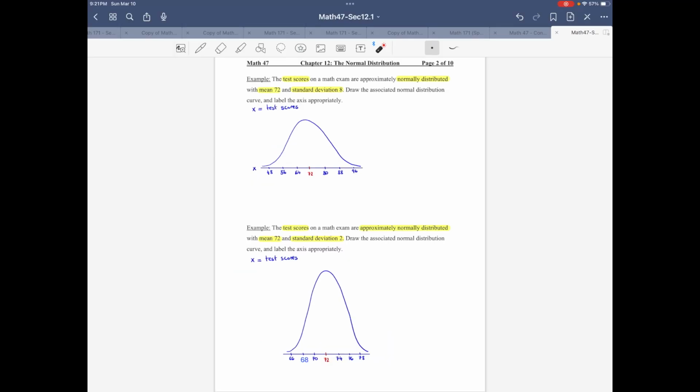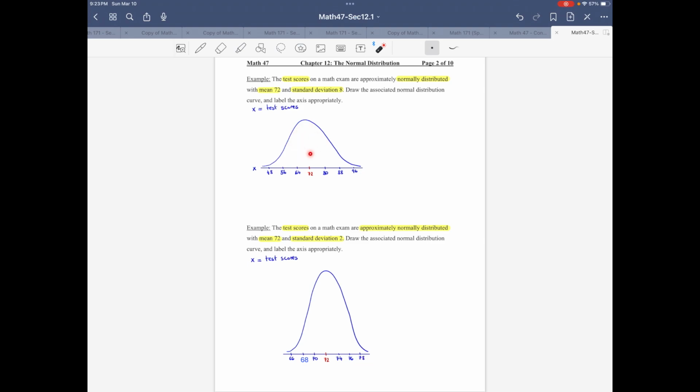Now, let's compare the graph between these two examples. In these two examples, we both have the test scores. We both have normal distribution. We both have the mean of 72. The only thing different is the standard deviation. The standard deviation here is 8, and the standard deviation here is 2. The standard deviation of the first example is larger than the standard deviation of the second example. That makes the range of the first example larger than the range of the second example.